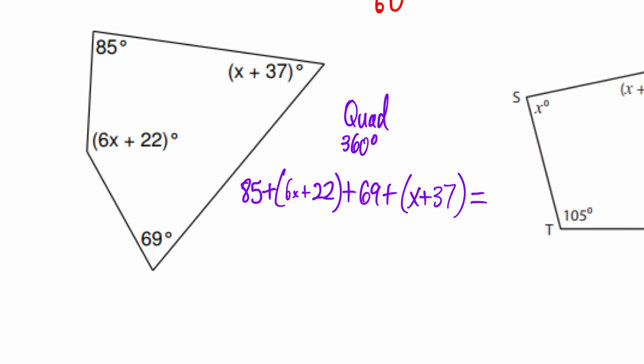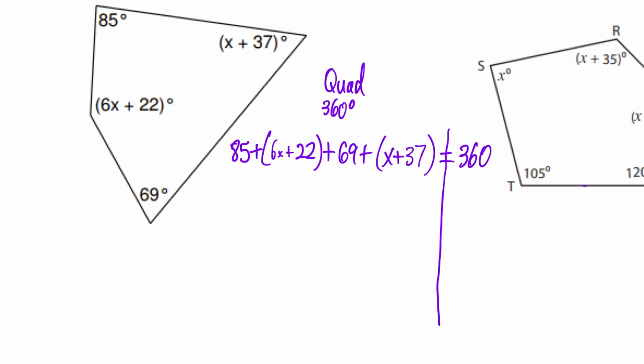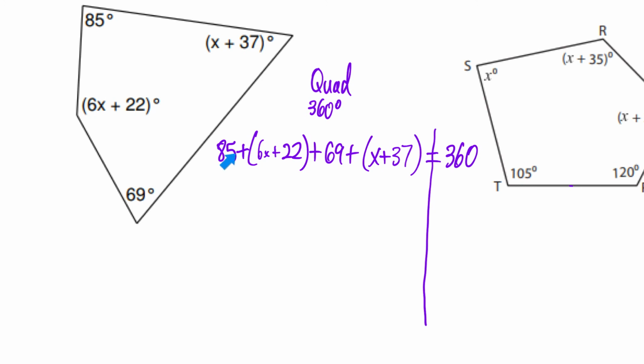So when I add up all 4 of those angles, so in any quadrilateral, what do the 4 angles add up to? 360. So this is going to equal 360. So see what I did here is it's just all 4 of those. And when I add them up, they're going to equal 360. Now from here, it's just solving for x.